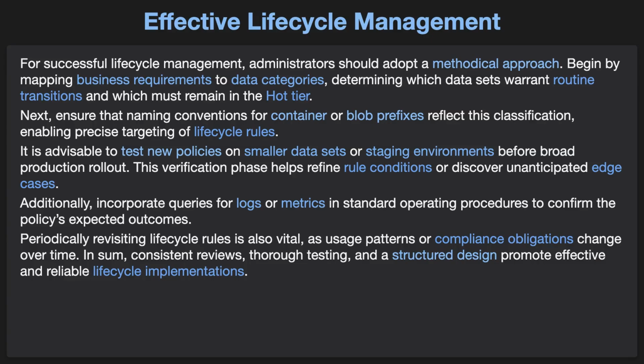For successful lifecycle management, administrators should adopt a methodical approach. Begin by mapping business requirements to data categories, determining which datasets warrant routine transitions and which must remain in the hot tier. Next, ensure that naming conventions for container or blob prefixes reflect this classification, enabling precise targeting of lifecycle rules. It is advisable to test new policies on smaller datasets or staging environments before broad production rollout. This verification phase helps refine rule conditions or discover unanticipated edge cases.